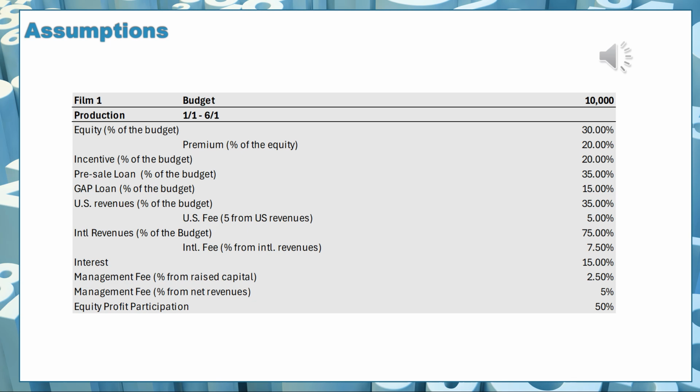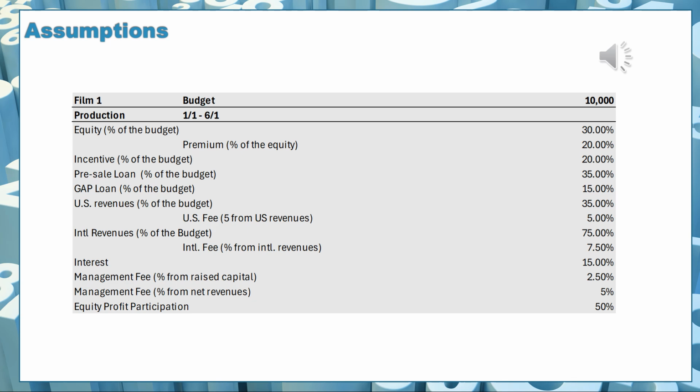The budget is $12 million. The way the movie is financed is it's going to be financed 30% with equity, 20% with incentives, 35% with pre-sales, and 15% with gap loan. That's the financing components. Our revenue components consist of 35% coming from the US, 5% fees being deducted, 75% coming from the international market, 7.5% fees deducted.